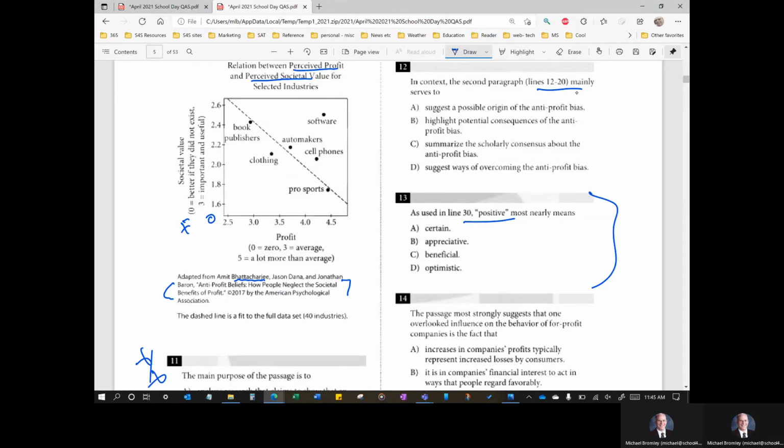Let's see. In the second paragraph, lines 12 to 20, it mainly suggests a possible origin of the anti-profit bias. I'm not sure it gives an origin of it. Highlight consequences. Yes, I think it's probably that. I'm going to soft eliminate A. So I do soft eliminate, skip, and then full eliminate when I know it's clearly wrong. Summarize the scholarly. No, it's definitely not the scholarly consensus. And I don't think they're talking about overcoming it here. So between A and B, I could go back to it.